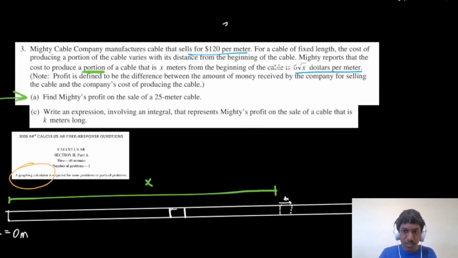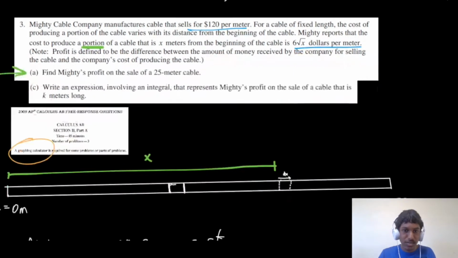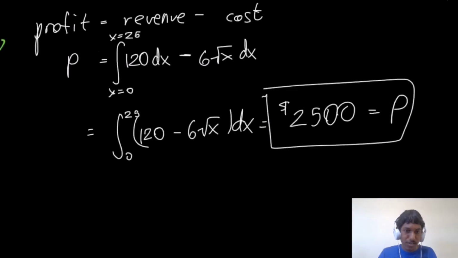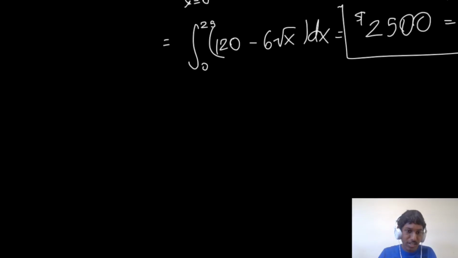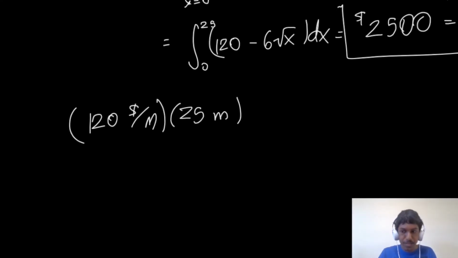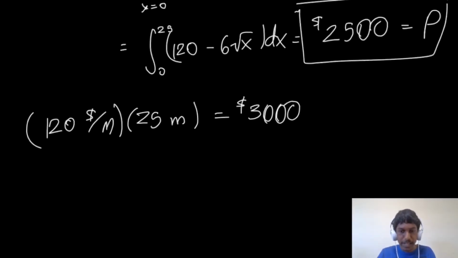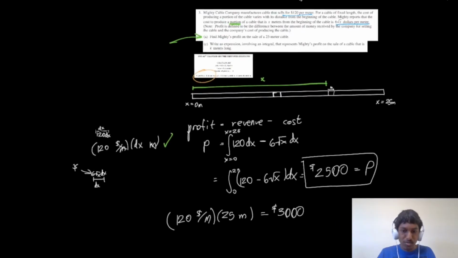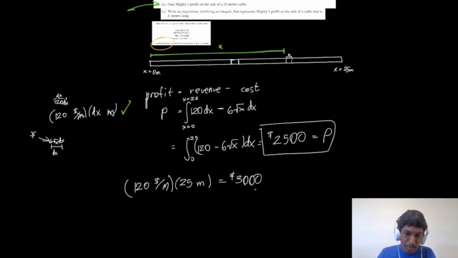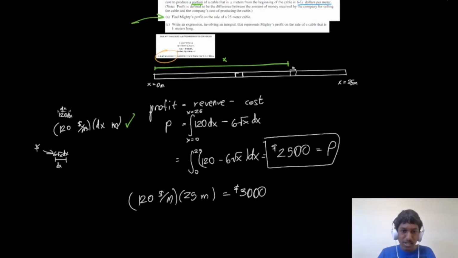Well, let's forget the cost for a moment, and let's just find out how much revenue we make. The revenue is a pretty straightforward calculation. It's $120 per meter times 25 meters, right? And we'll end up getting $3,000 for that. And yes, that does make sense. We're making $3,000, but we had to pay some $500 to make the cable, and so yeah, we're in the right ballpark.